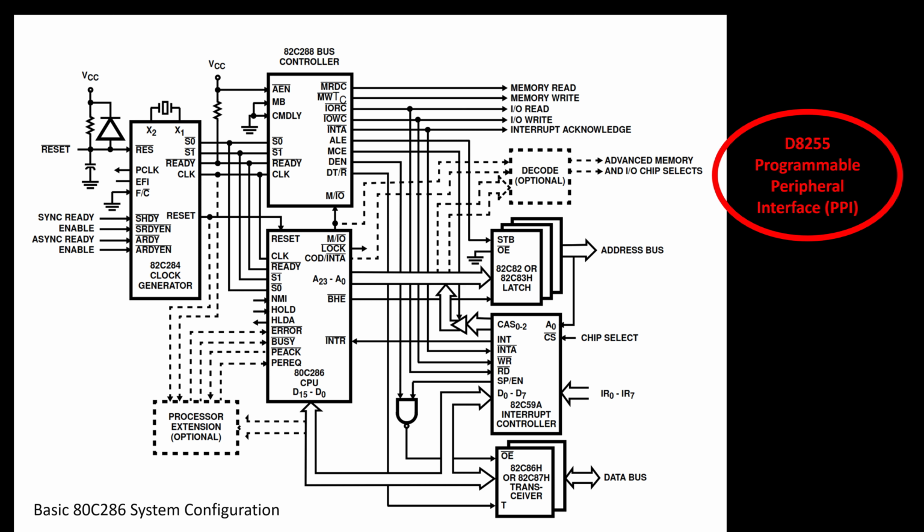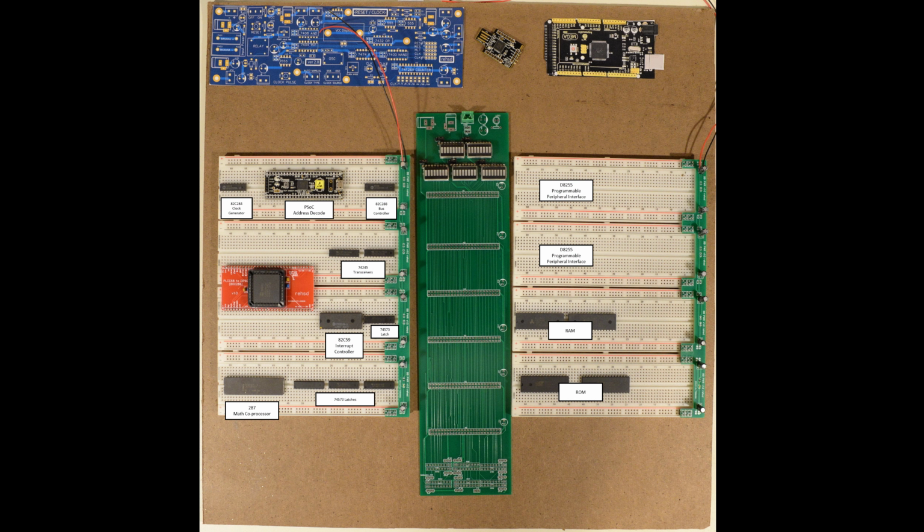You do see to the left of that there's optional decode that can be put into this, and then it says "and IO chip selects," which obviously means we've got some IO chips that can do just general input and output. And that's really what this PPI is going to do for me in my build. As far as where I'm going to place this on my breadboards, this is going to sit in the upper right. And you do see that I've marked two of these on my general layout.